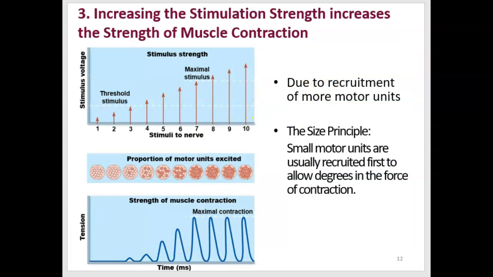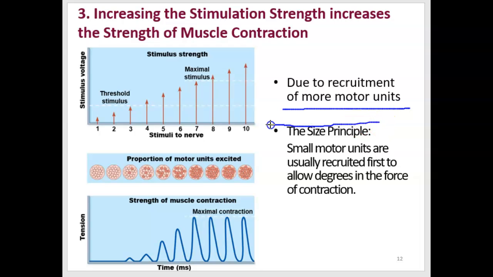Okay, the third thing that affects the strength of muscle contraction would be increasing the strength of the stimulus, but this just means we're recruiting more motor units. It's not really any different. How strong is the stimulus, meaning are we recruiting large motor units or small motor units? Are we recruiting multiple motor units or fewer, right? And that's going to depend partly on anatomy and partly on which neuron fires.